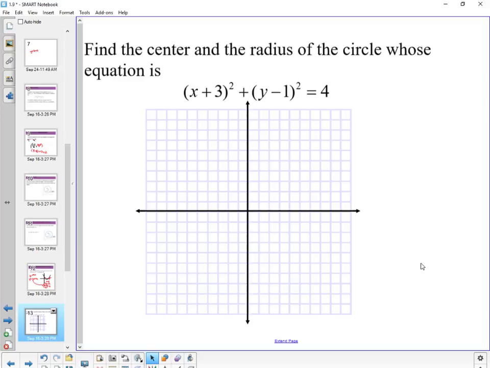So, Adriana, tell me where the center of this new circle is at. Give me the coordinate, please. X comma Y. Negative 3, 1. Can I get a second and a third? Ooh, got a bunch of them. Good. So, I'm going to go 1, 2, 3, 1. There's my center. Okay? Next.